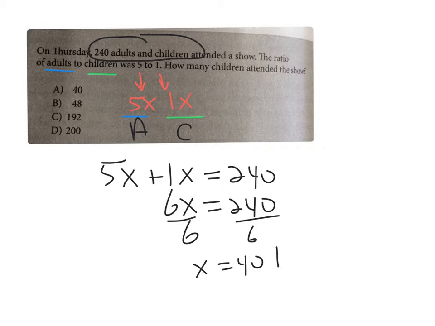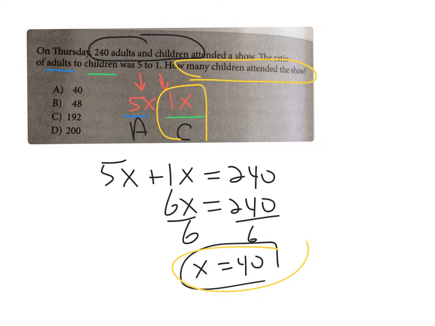And the question said, how many children attended the show? The children was the x value, so there my answer is answer choice A, or 40.